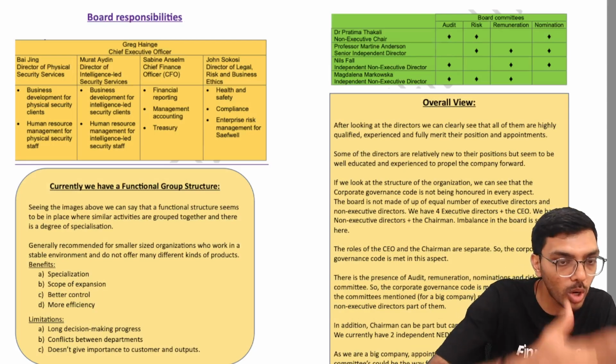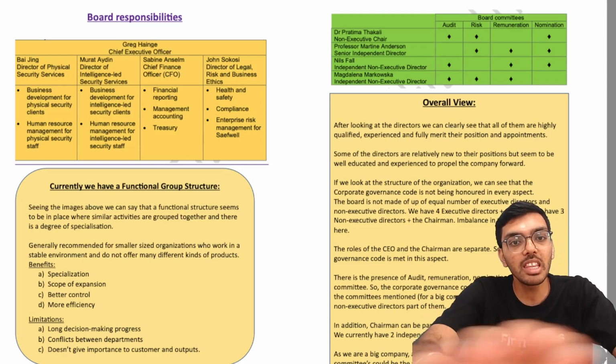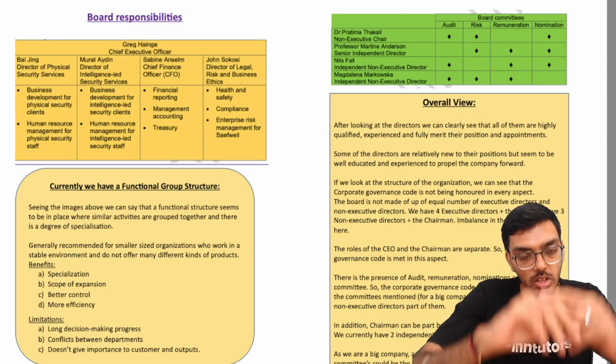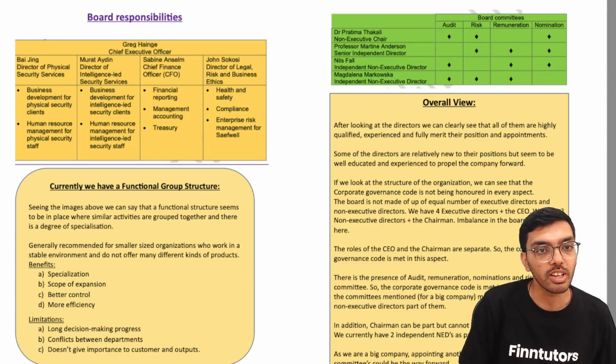Responsibilities. We already know what each director is good at, but then they've given us a board breakdown as well. So at the top we have Greg, Chief Executive.